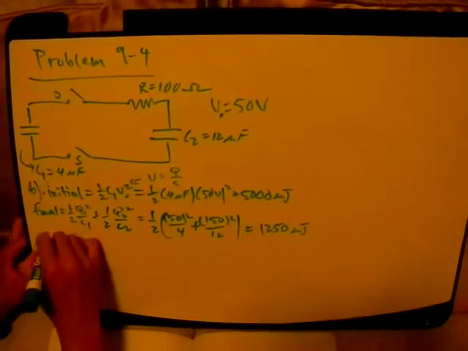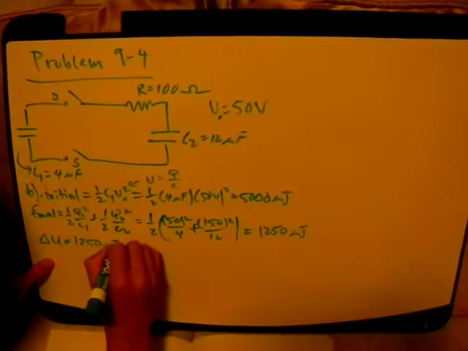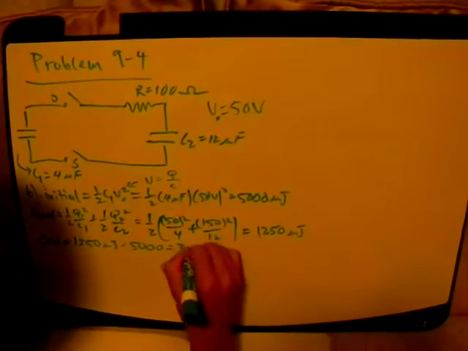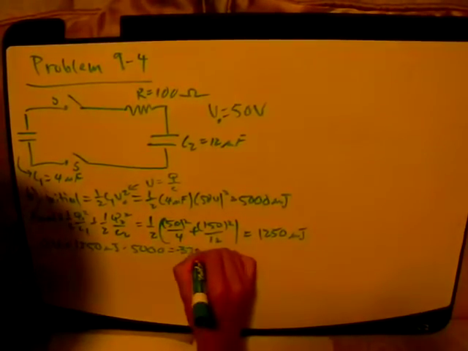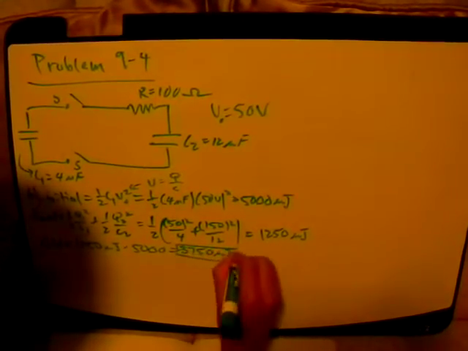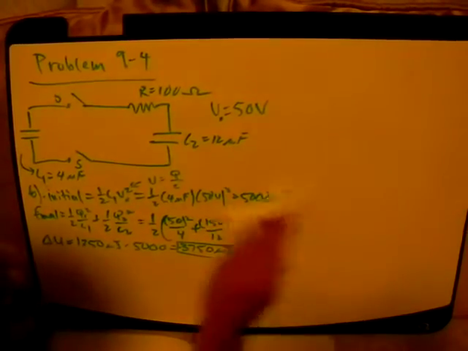So that means the change in energy, remember the negative sign, is equal to negative 3,750 microjoules. That's the change. So, part C. I'll erase this.